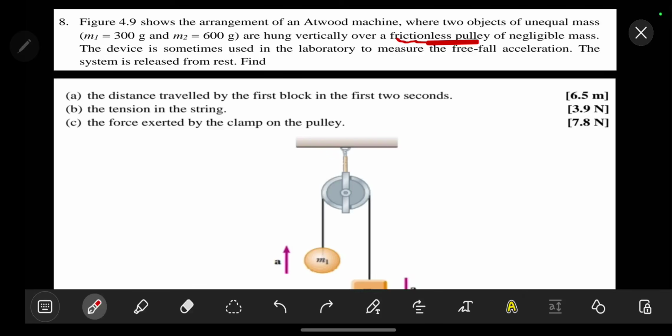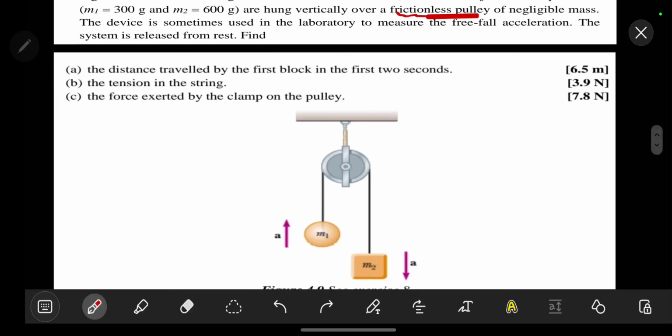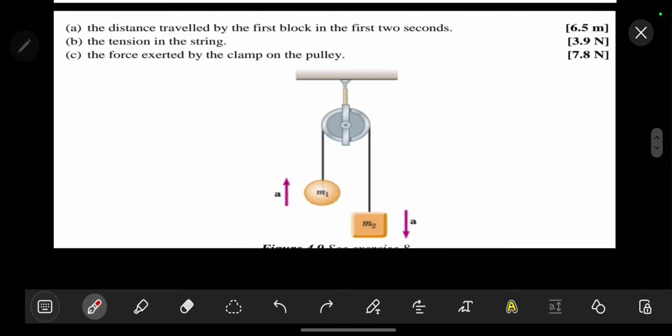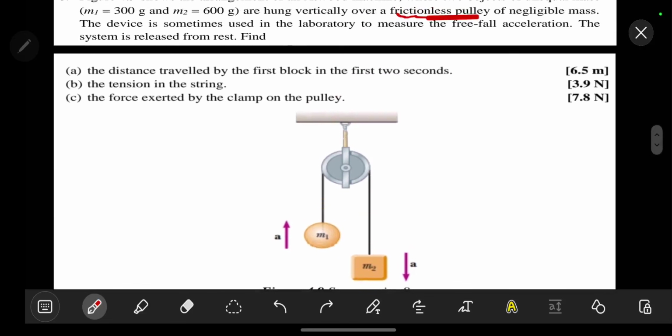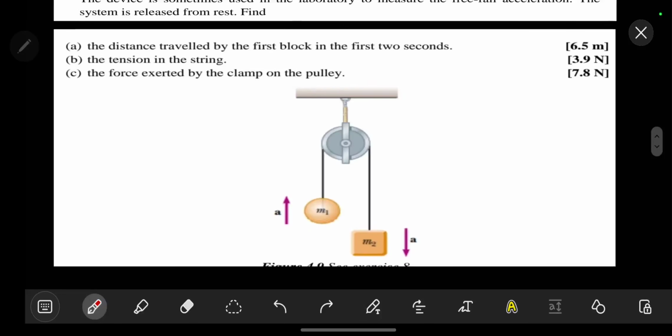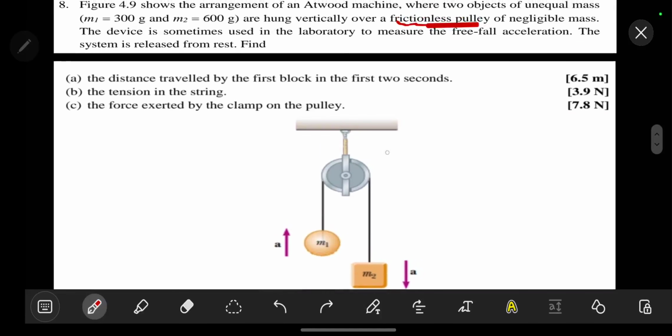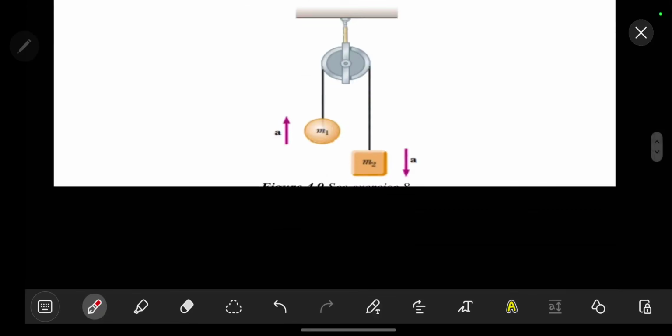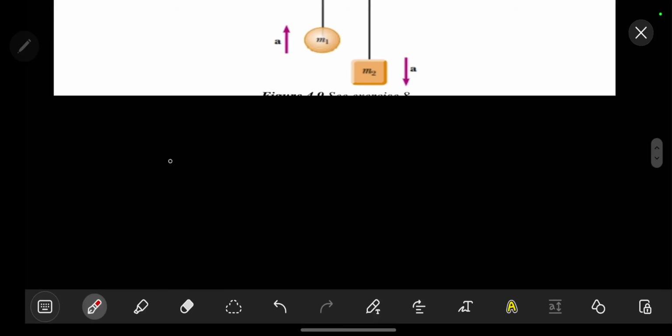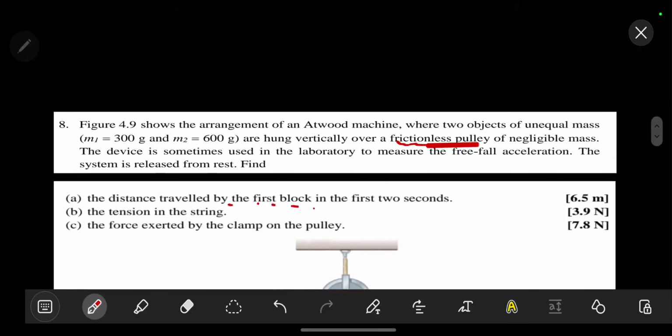So how are you going to answer this? To answer this, what we are going to simply do is that if we have this type of situation, remember, we are going to first come up with our free body diagram, but we are told to calculate the distance traveled by the first block in the first 2 seconds. So now, to calculate the distance, we need to know the acceleration.